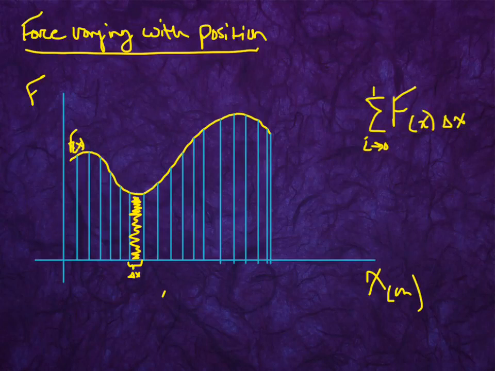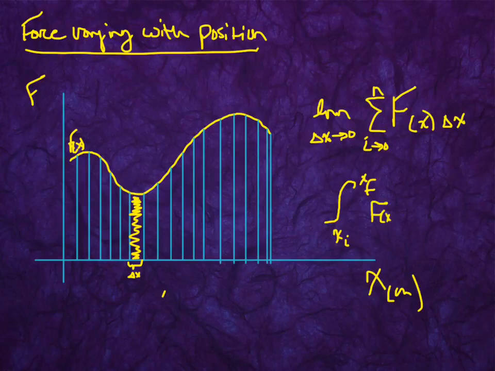Okay, so we want 1 to n, and the limit as delta x approaches 0 of this whole summation, and we have learned by now that this whole summation is really the integral of our initial x to our final x of our force times our differential x, and this whole thing equals our work if we have a force that varies with displacement.